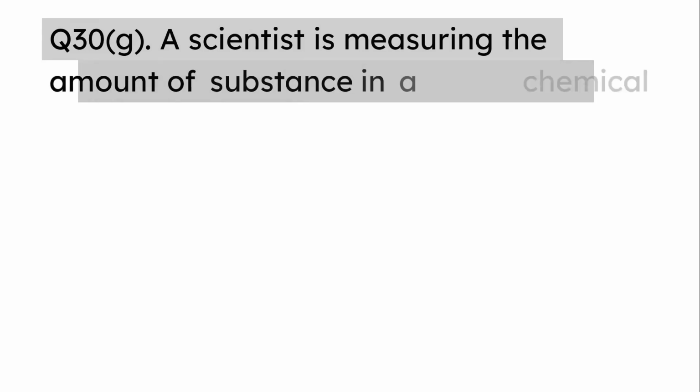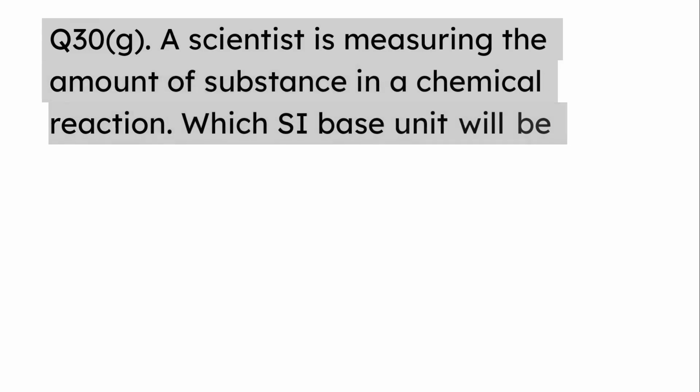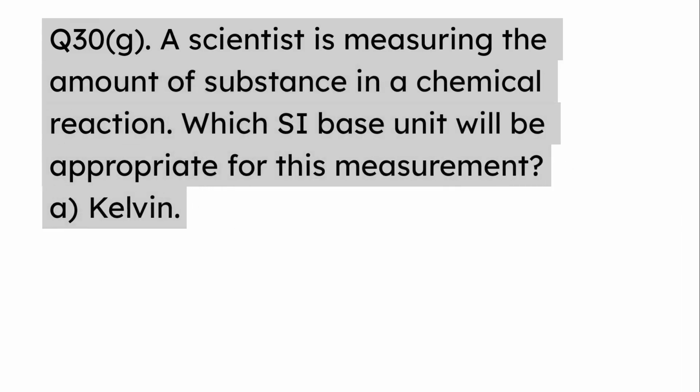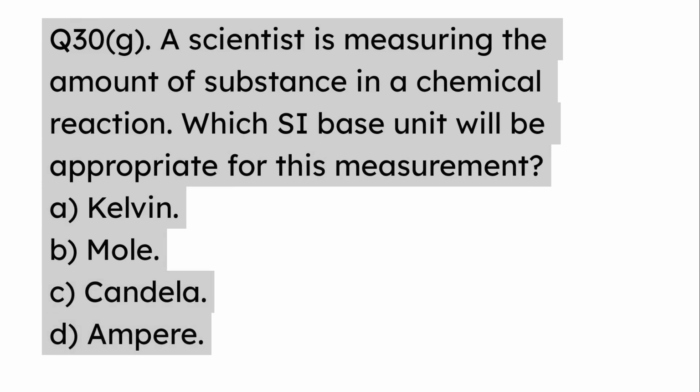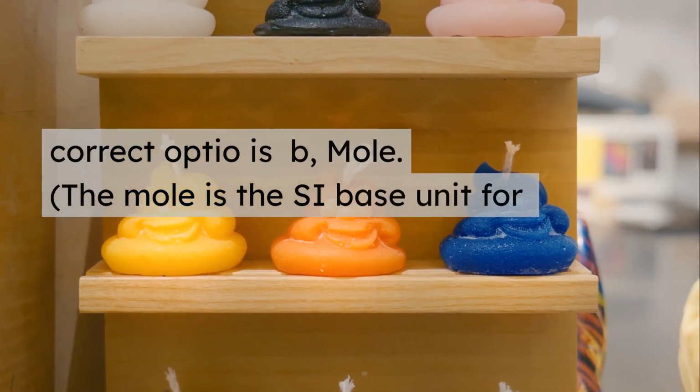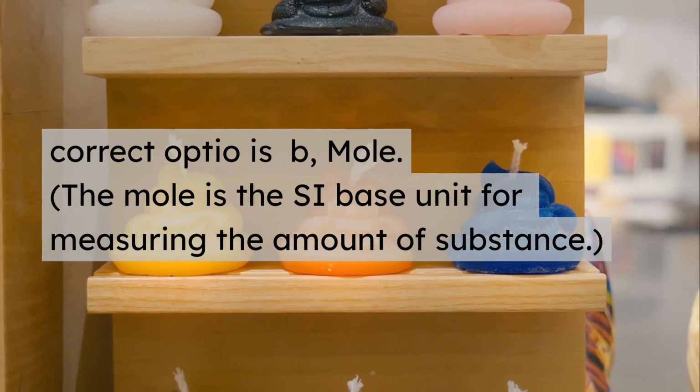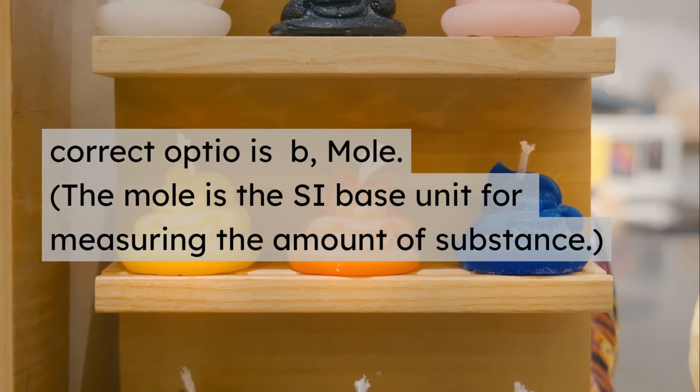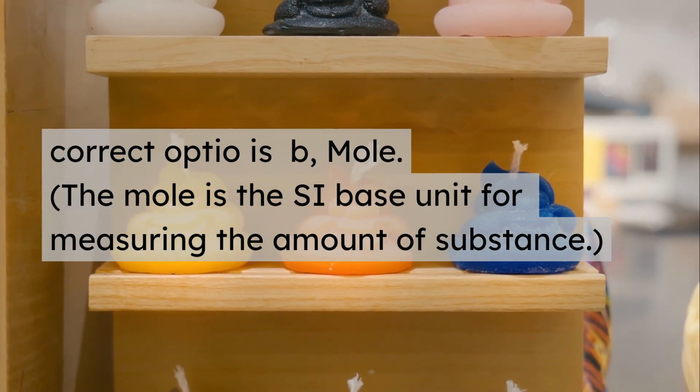Q30 grams. A scientist is measuring the amount of substance in a chemical reaction. Which SI base unit will be appropriate for this measurement? A. Kelvin. B. Mole. C. Candela. D. Ampere. Correct option is B. Mole. The mole is the SI base unit for measuring the amount of substance.